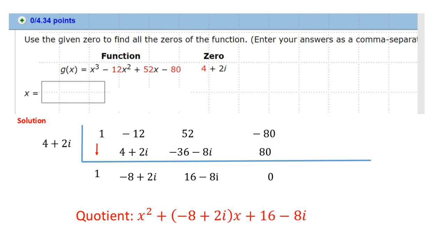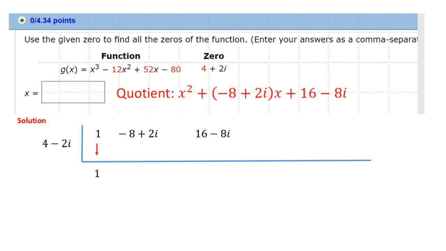Okay, then we have our quotient. Our quotient is x squared plus negative 8 plus 2i x plus 16 minus 8i. We can simplify this by applying the synthetic division again. Since we're dealing with complex numbers, let's go ahead and continue practicing synthetic division.